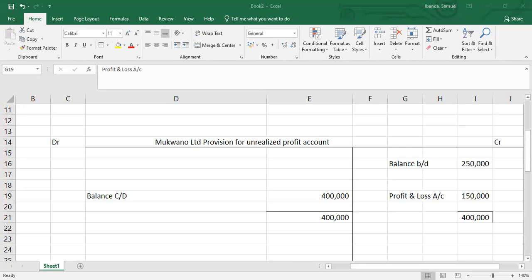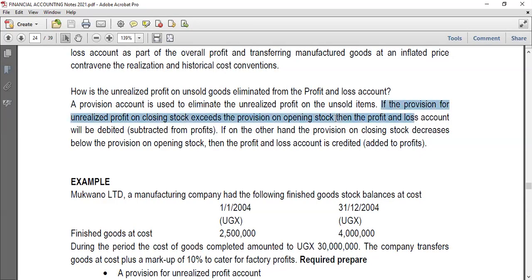If you followed this through from the start, just to remind you, if the provision for unrealized profit on closing stock exceeds the provision on opening stock, then the profit and loss account will be debited and it will be subtracted from the profit. So this is what has happened. In case the other scenario happened, where our provision on closing stock was lower than the provision on opening stock, then we would add it there, okay? For us, this is what we have.